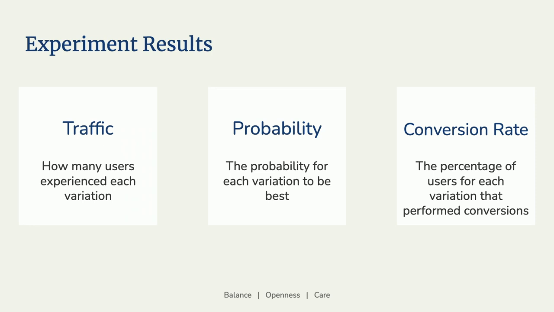So yeah, traffic is just how many users each variation costs within the experiment. Then there's the probability for each variation to be the best one, and conversion rates, which is the percentage of users that actually performed that call to action.